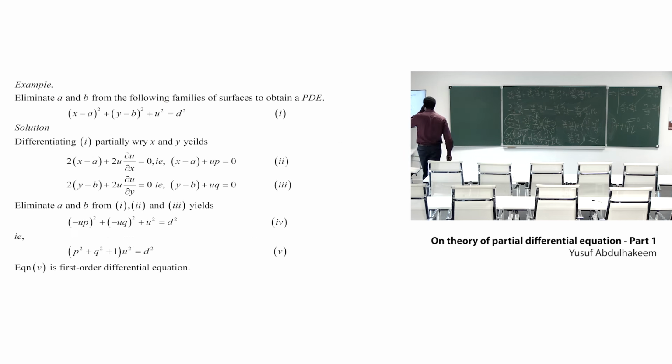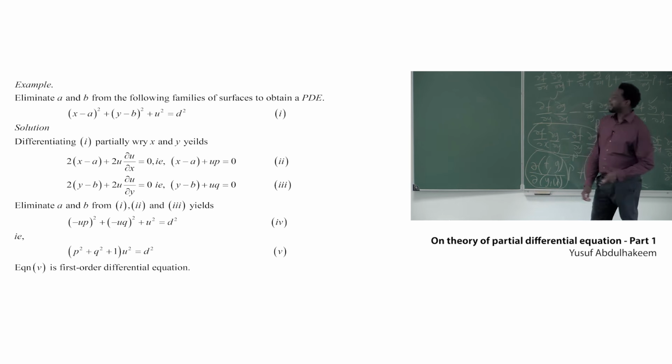So let us look at a very short example just before we move further. This says: eliminate a and b from the following families of surfaces to obtain a PDE. Look at the example. We have (x − a)² + (y − b)² + u² = d². The first thing we are going to do to obtain a PDE is to differentiate this with respect to the independent variables. And we know that the independent variables here are x and y.